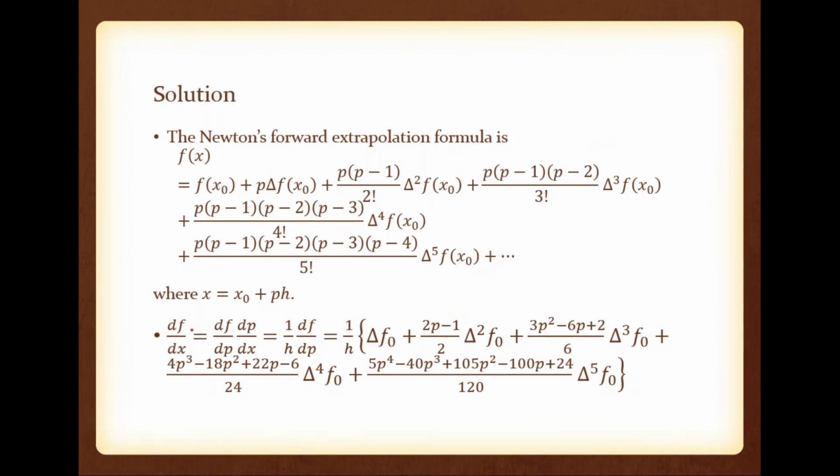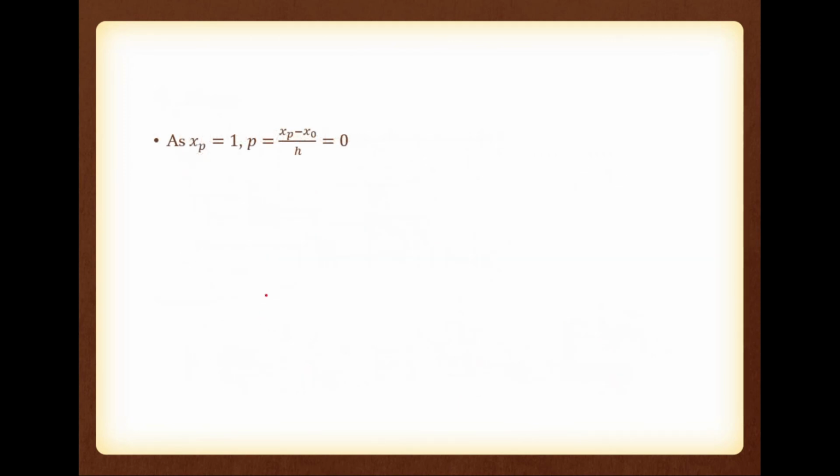So this is df by dx. So now what is xp? xp is equal to 1. We are asked to find the differentiation df by dx at xp equal to 1, or at x equal to 1. So what is p? xp minus x0 divided by h. That is this is 1 minus 1 divided by 1. That is 0. So p is equal to 0.